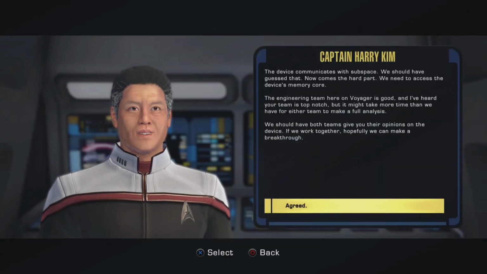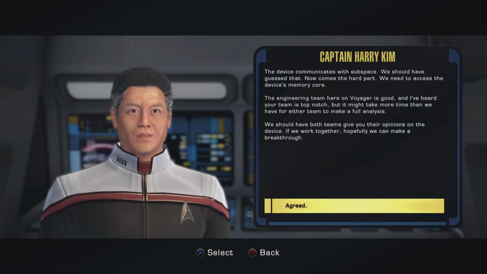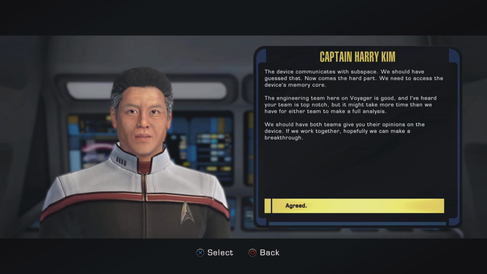The device communicates with subspace. We should have guessed that. Now comes the hard part. We need to access the device's memory core. The engineering team here on Voyager is good, and I've heard your team is top-notch, but it might take more time than we have for either team to make a full analysis. We should have both teams give you their opinions on the device. If we work together, hopefully we can make a breakthrough.